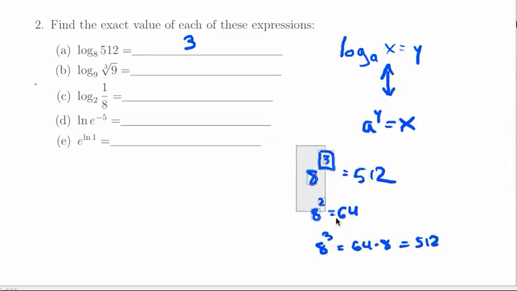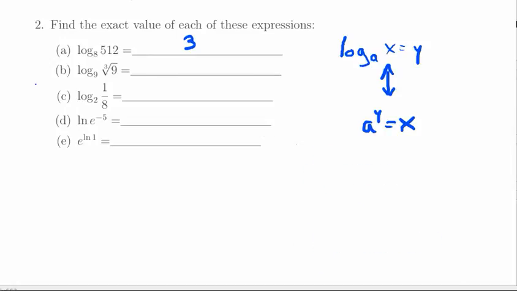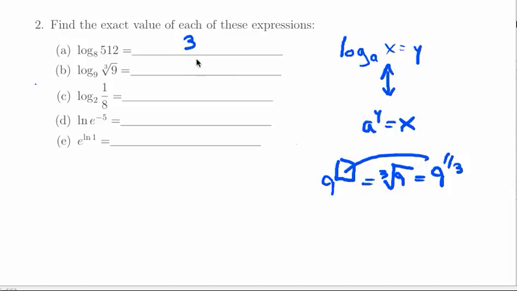Now I'm going to get rid of this work here, and let's move on to the next part. 9 to the what power would give me cube root of 9? That's what this is asking, the log base 9 of cube root of 9. Well, it's helpful here to rewrite this cube root as a fractional exponent. So it would be 9 to the 1/3. That's what a cube root is. And that tells you immediately that what's supposed to go in the blank is 1/3. So my answer, my logarithm, is 1/3.